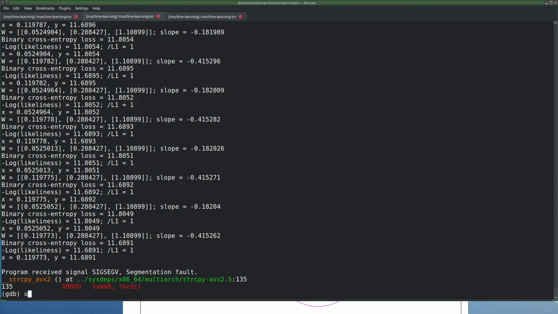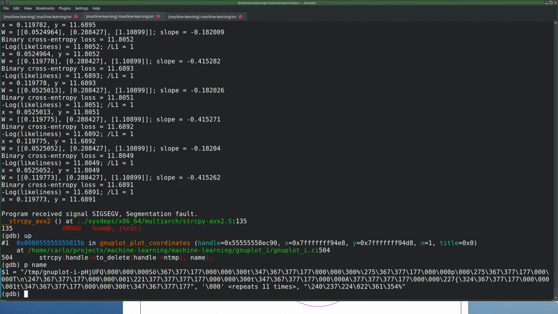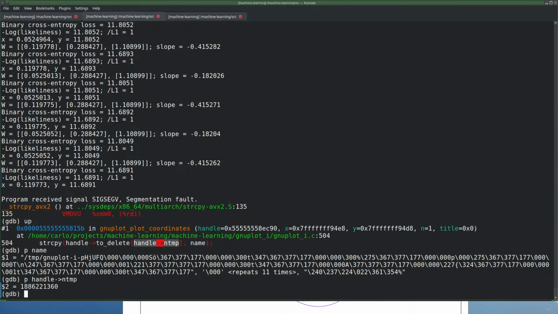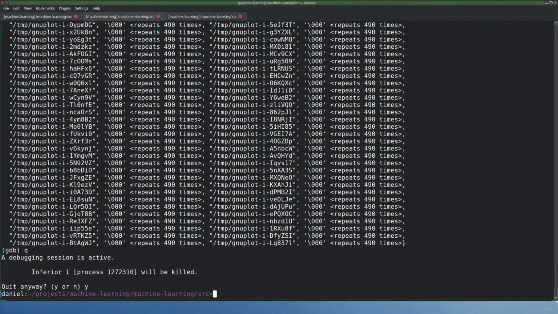Looks like a string problem. String copy handle 2. GNU plot coordinates is wrong as usual. Name is a file name. What the hell is this, man? Oh, well, way too big. You can't do that. Why is it so big? I guess I overran a limited array size or something like that. Too many temp files. Well, shit happens.